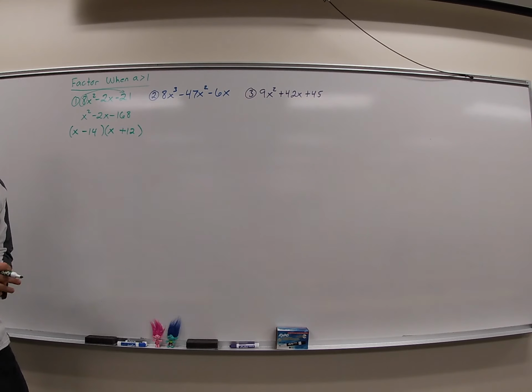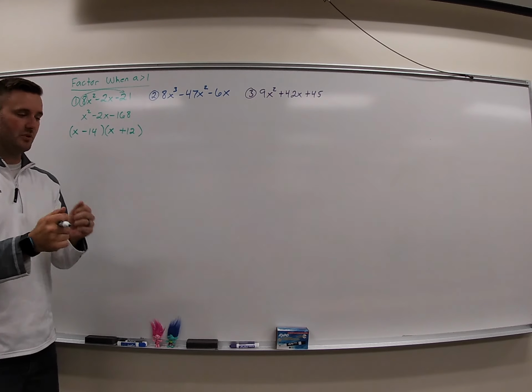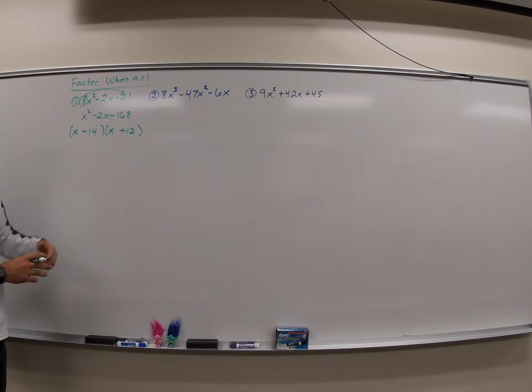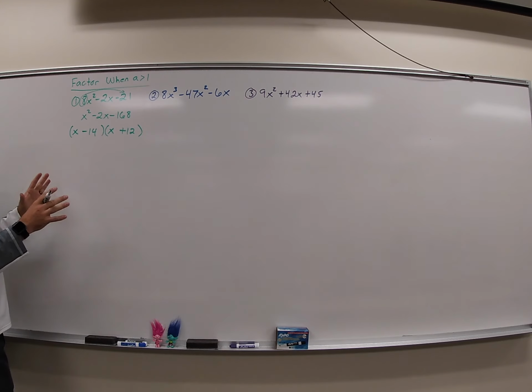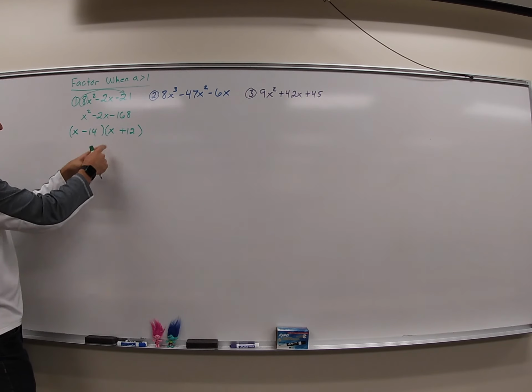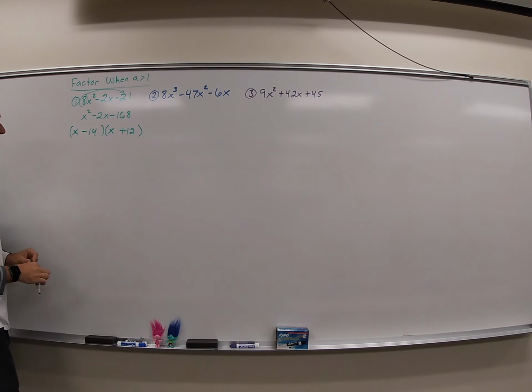Now that's a large number. You could use a calculator to help you out to just check a few things. So we get x minus 14, x plus 12. So from here, now we found the two numbers that multiply to give me a negative 168, that add together to give me a negative 2.